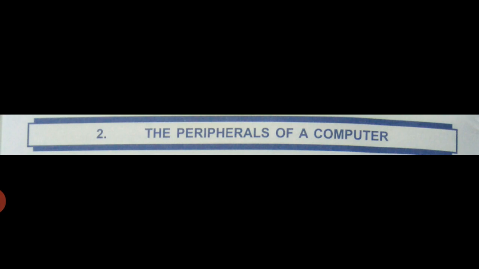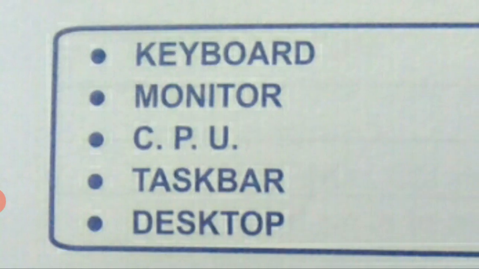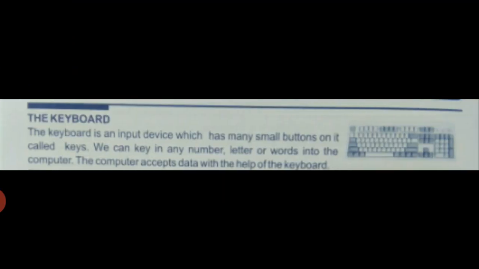Today we will learn chapter number 2 of standard 8 subject computer. Chapter number 2 is the peripherals of a computer. In this chapter we are learning the peripheral devices of computer. Along with that we will learn about the keyboard, monitor, CPU, taskbar and desktop. So let's start. First topic is the keyboard.